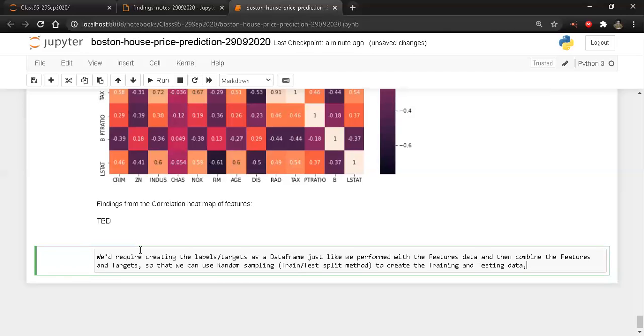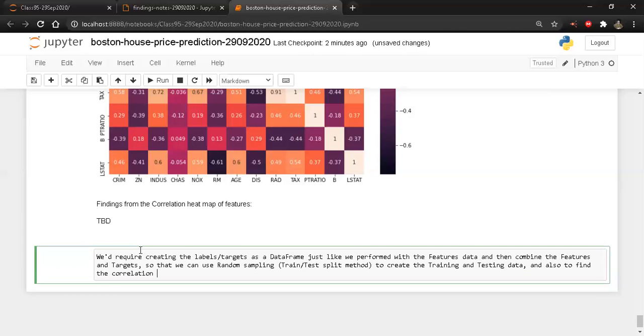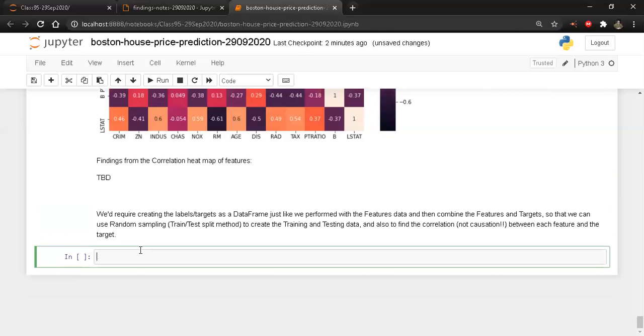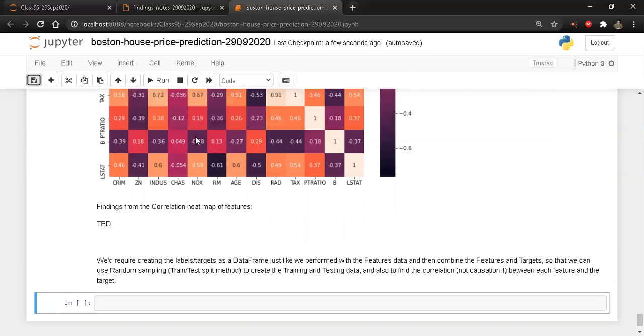And also to find the correlation, not causation, okay? A very, very important word: correlation, but not causation between each feature and the target. So we can plot some scatter plots, for example, and we can try to find out if there is any direct or indirect correlation between each and every feature and the target, right? But let's call it a day for now. I believe we have already consumed almost all of our time.